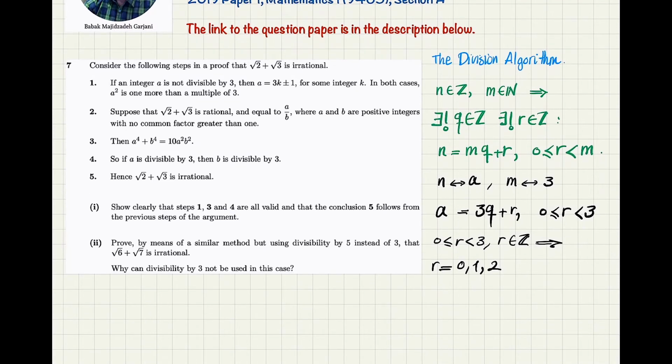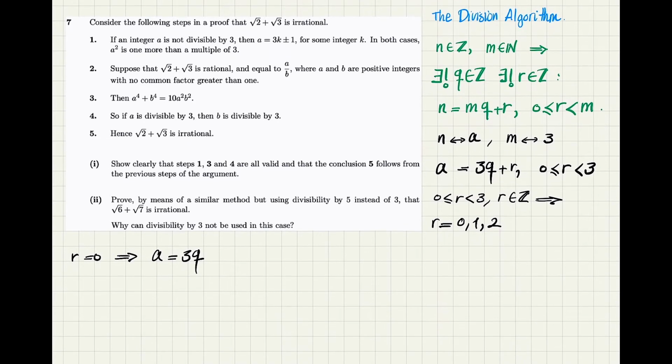Okay, so if r is equal to 0, what happens? Instead of r here, I put 0, then I immediately get that a is equal to 3 times q. So it means that a is a multiple of 3. If r is equal to 1, then what happens? I will get a is equal to 3q plus 1. Yes, I have replaced this r here with 1, and I get this.